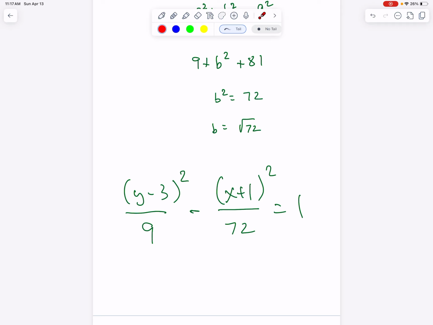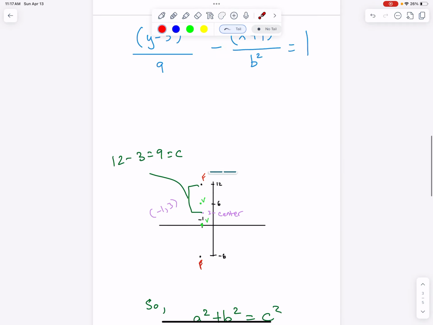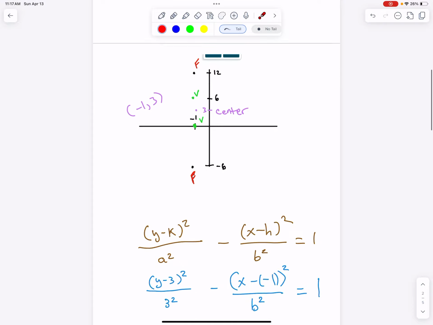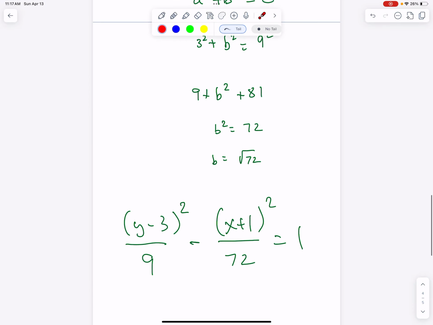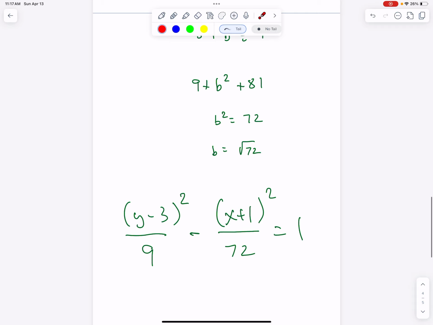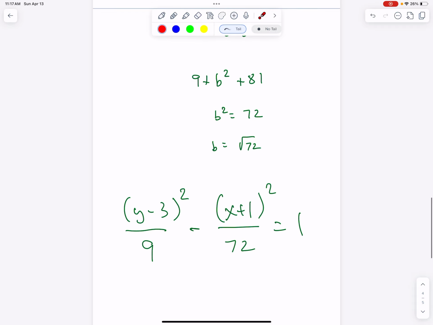So the moral of the story is, if you are struggling with conics, draw a picture, simplify your picture, and use the formulas, and you'll be fine. So hopefully that makes sense, and I'll see you guys in the next math video.